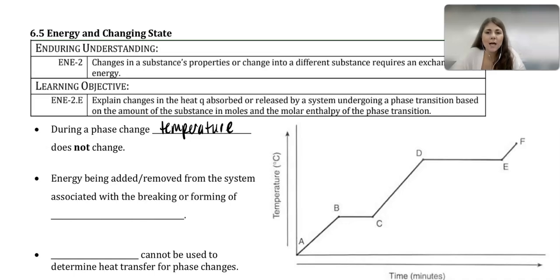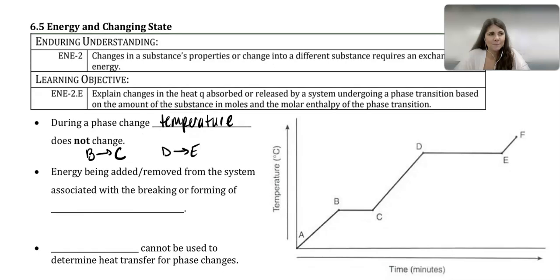Those horizontal lines. So you can see when we go from B to C and D to E, temperature does not change looking at that axis, because this axis right here is temperature and this is time. So B to C, D to E, phase changes, while A to B, C to D, and E to F are temperature changes like we learned previously in 6.3, okay? Q equals MC delta T.